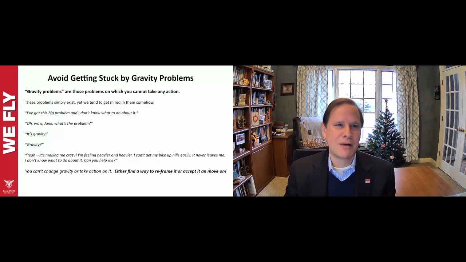So what's a gravity problem? A gravity problem is one of those problems upon which you can't take any action. And they're problems that just exist. There's nothing you can do about it, and yet somehow we get mired in them all the time. We keep bumping our head into gravity problems, thinking that somehow we can change them.